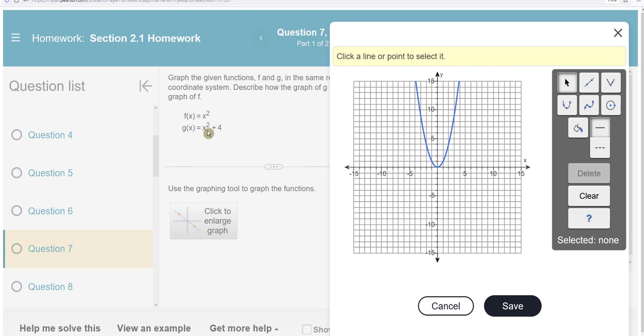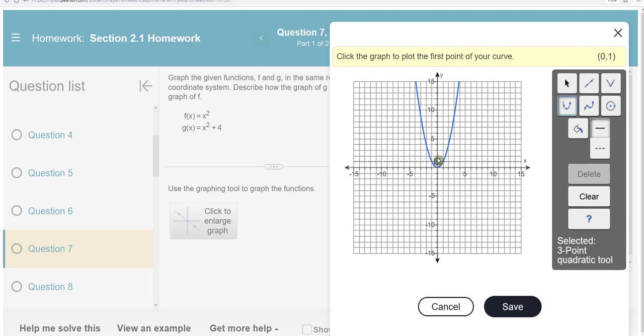So now the next part is you got the parabola plus 4. That means you have to shift it up 4. So I'm going to go ahead and click on the parabola again, and then I'm going to go up 4. 1, 2, 3, 4. And then I can go ahead and do my table of values again.